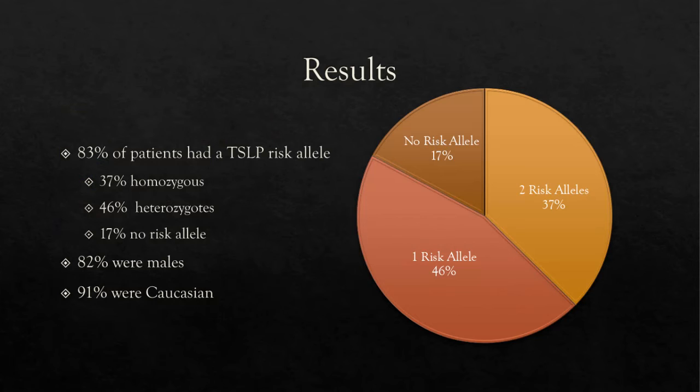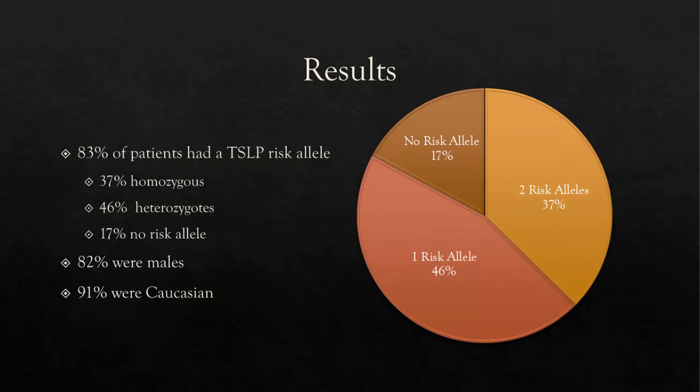The results are very interesting. They found that 83% of the patients had a TSLP risk allele. And of those patients, 37% had 2 risk alleles and 46% had 1 risk allele. I think that's just amazing that 83% had this risk allele. They all had EOE and 83% of them had this risk allele.